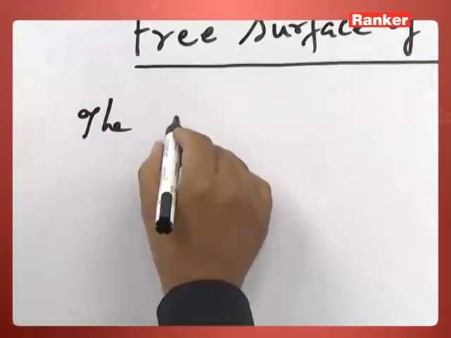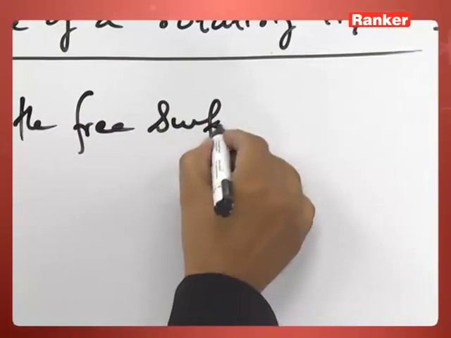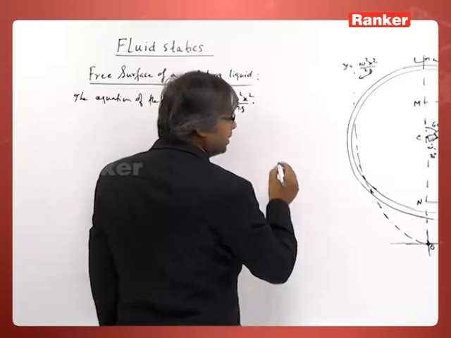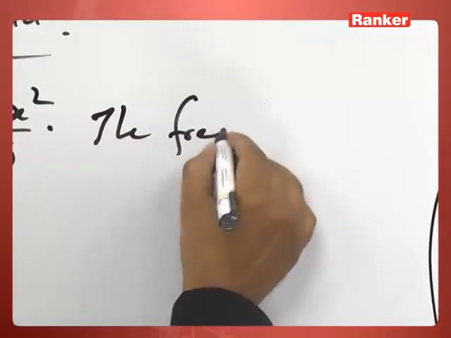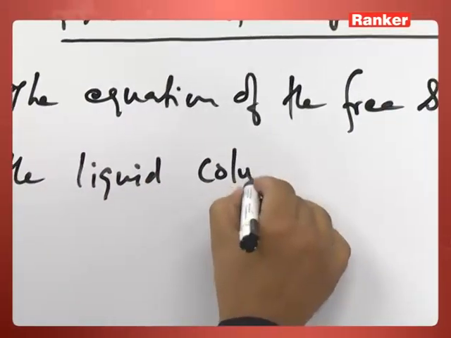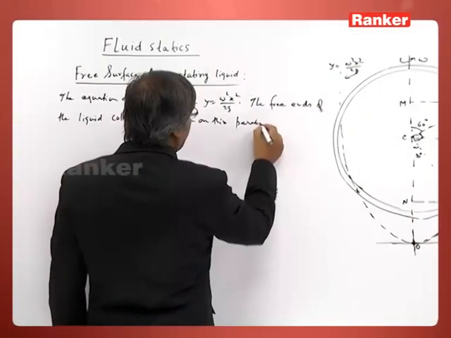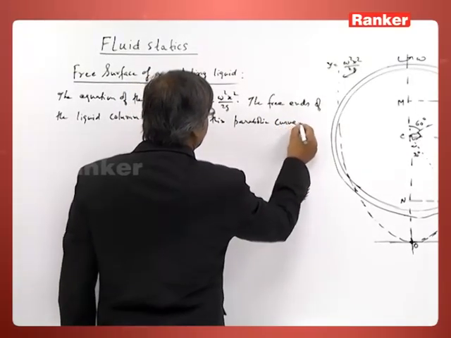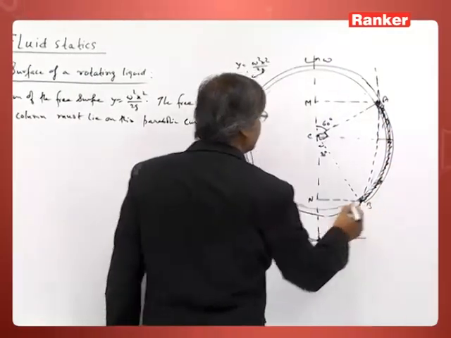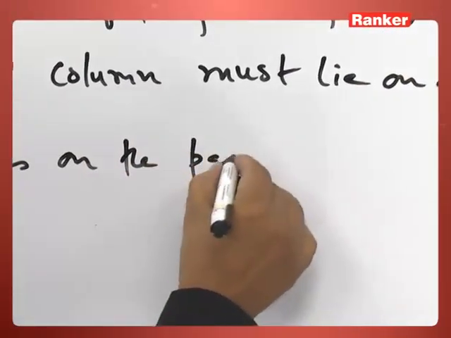Now, the equation of the free surface is y is equal to omega square x square by 2g. The free ends of the liquid column must lie on this parabolic curve. So, number 1 point, this is AB. A lies on the parabola, the free surface.